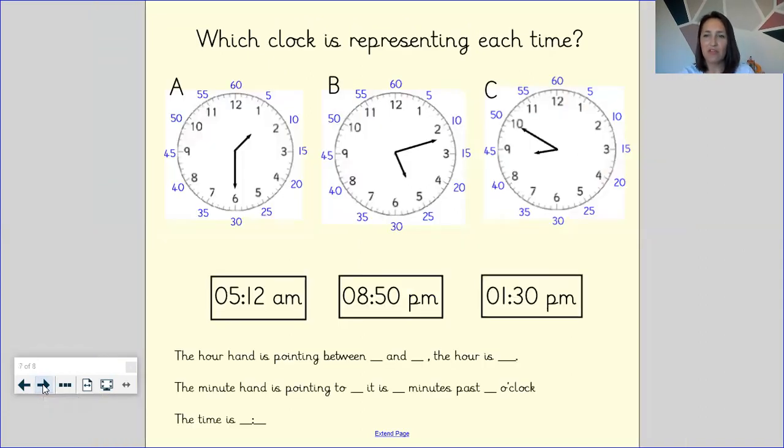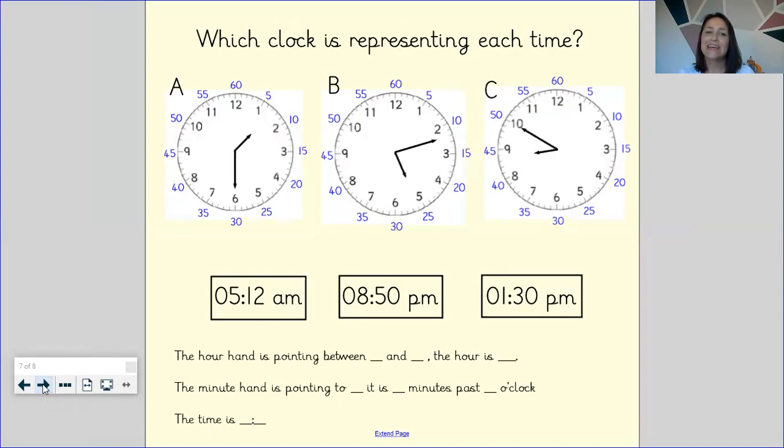Okay, so we've got 3 clock faces here and 3 digital displays here. So what I want you to do is pause the video and have a look and try and work out which clock face shows which time using the script at the bottom to help you.